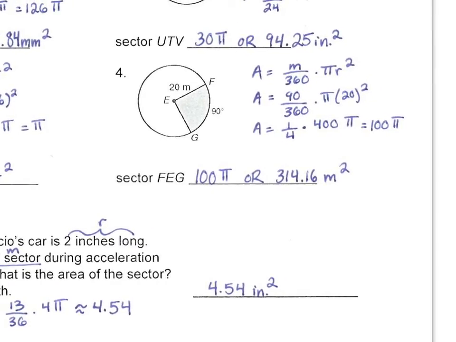Finally, number 4, just another example here. We have 90 as my angle and 20 as my radius. Substituting those two values, 90 out of 360 is 1/4. 20 squared is 400, so a quarter of 400 is, of course, just 100, and that's 100 pi. So to the nearest hundredth, rounding, is 314.16 meters squared.